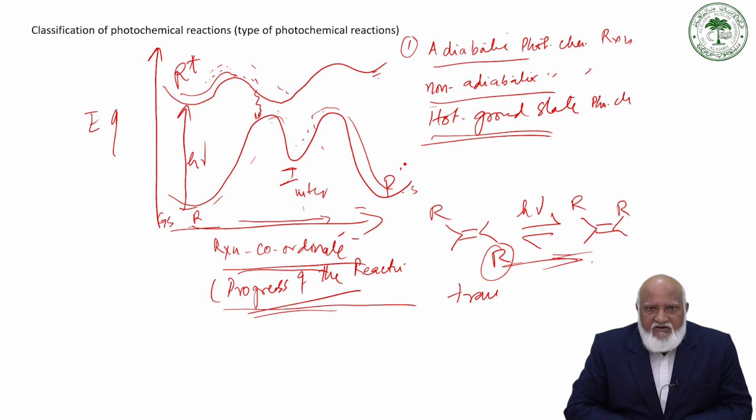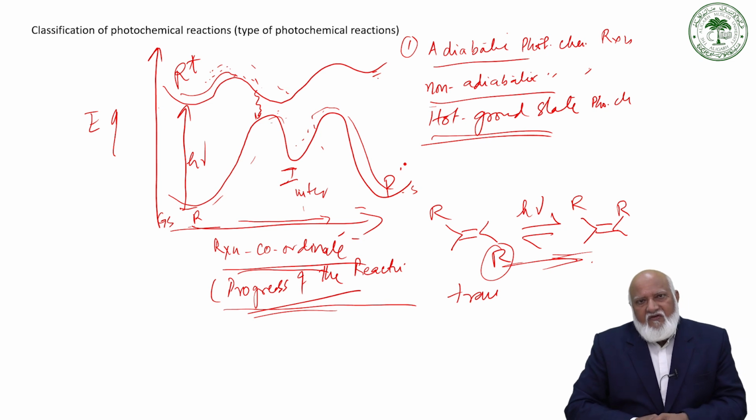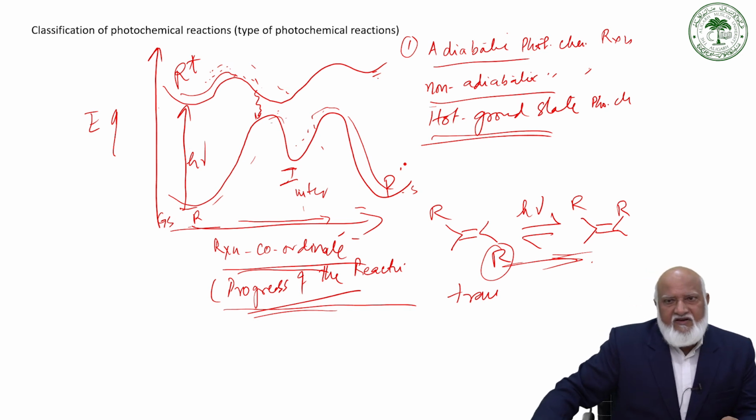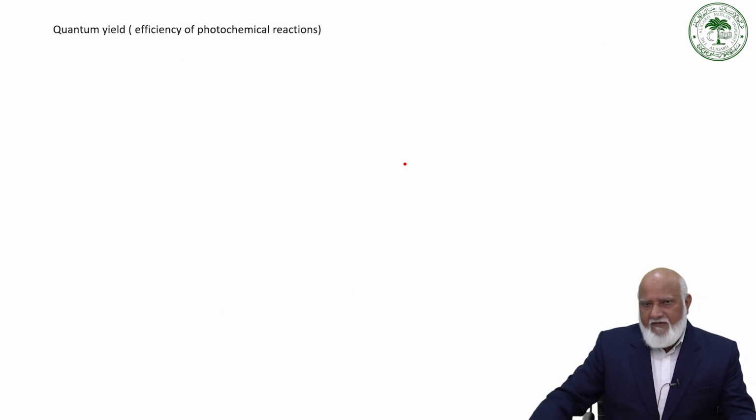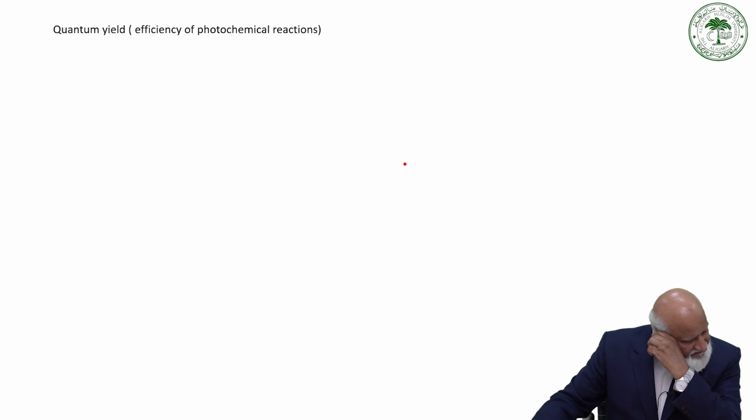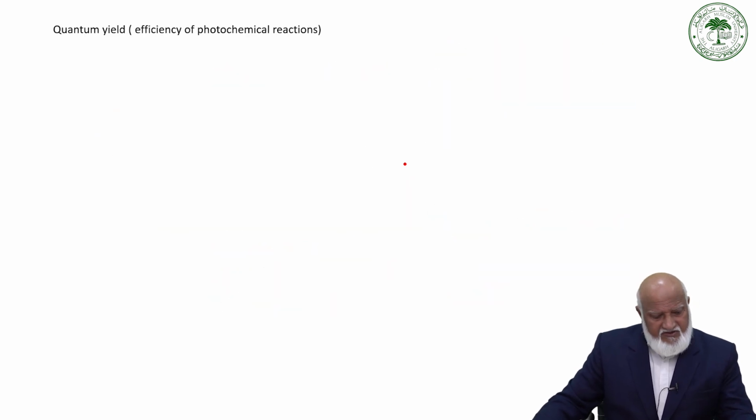Hot ground state photochemical reaction is where there is an involvement of a definite intermediate I. R on absorption of light goes to the excited state, and then switches over to the ground state, and there is the involvement of an intermediate which crosses over a small barrier and transforms to the product. So these are the three different types of photochemical reaction. We call it a classification of photochemical reactions: adiabatic, non-adiabatic, and hot ground state, based on the potential energy curve movement.